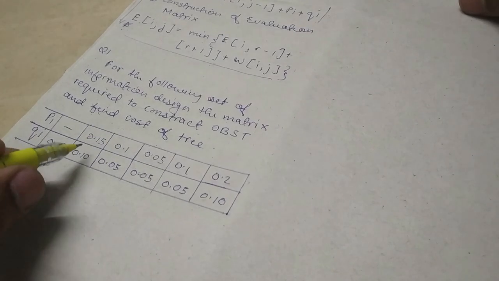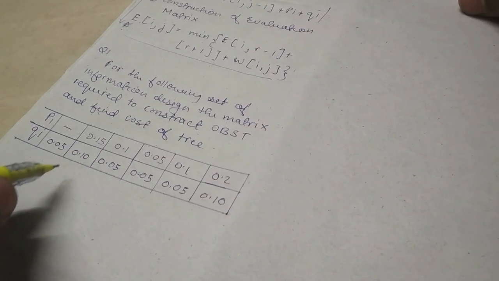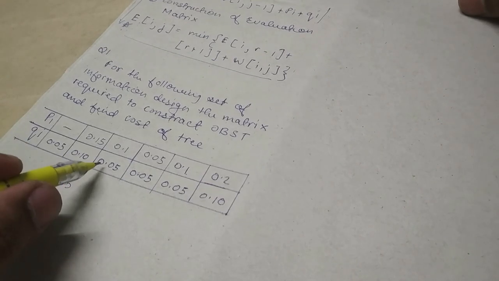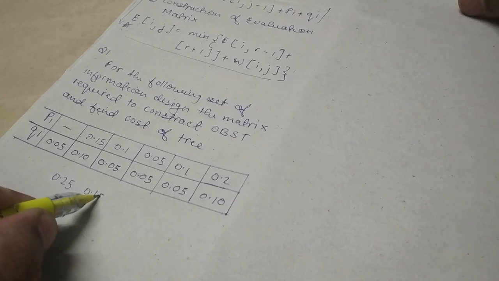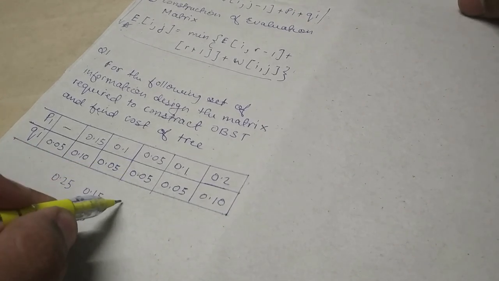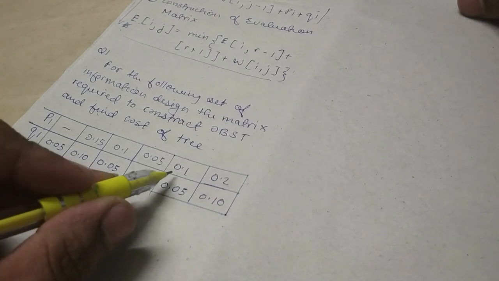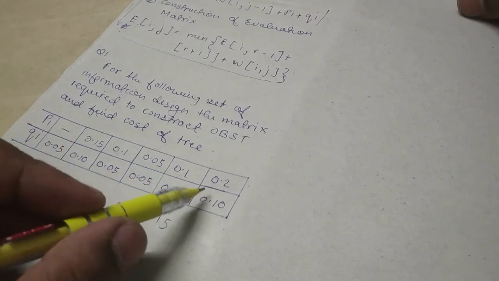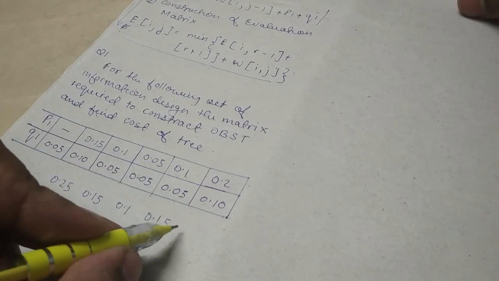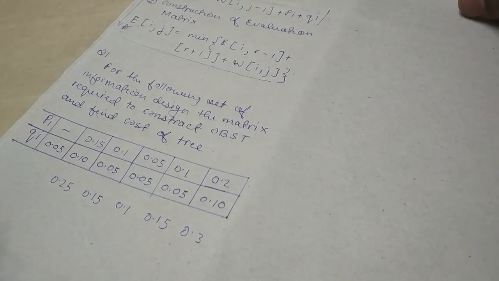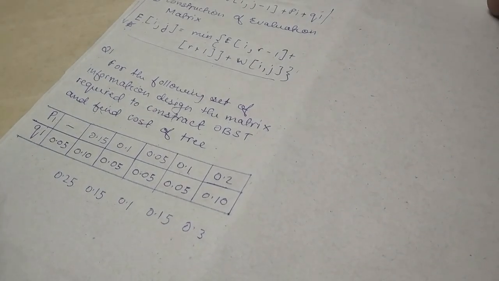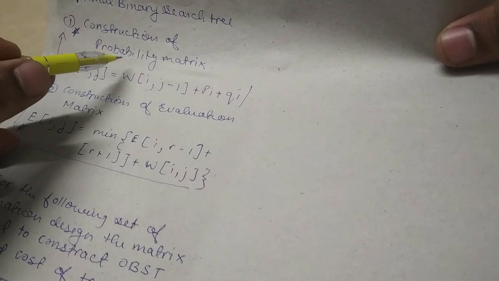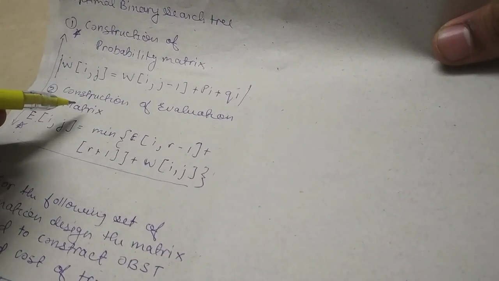We will start from here. When we do addition of this, it comes 0.25. When we calculate this, it comes 0.15, and when we do this, it is 0.1, and it is 0.15, and the last one is 0.2 plus, so it will be 0.3. So this we have done. As I told, we have to use construction of probability matrix and construction of evaluation matrix.